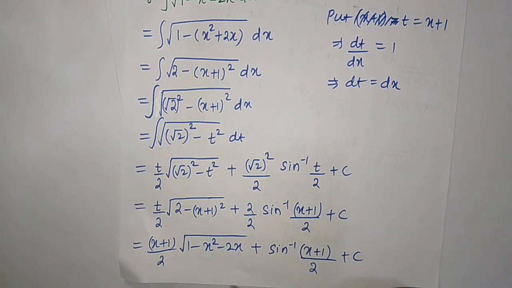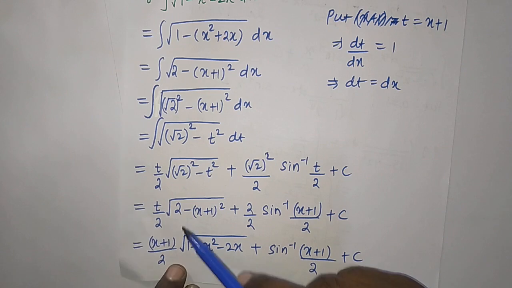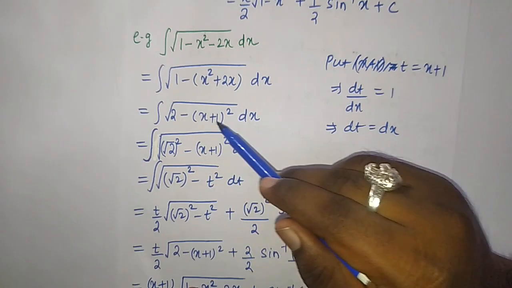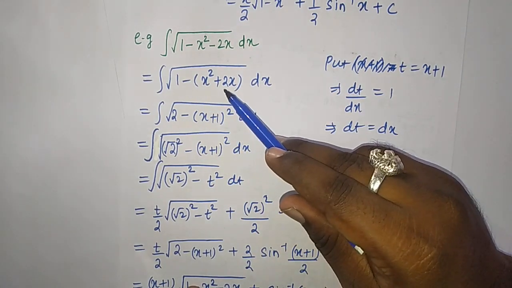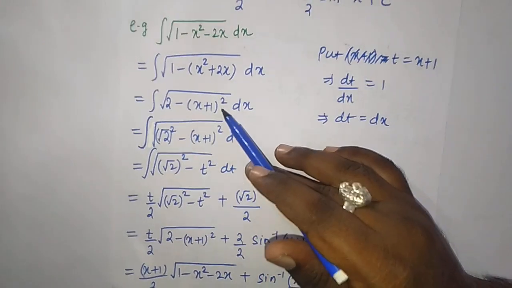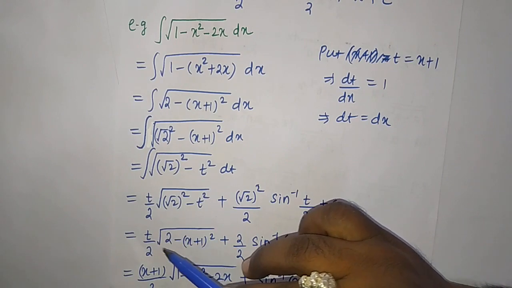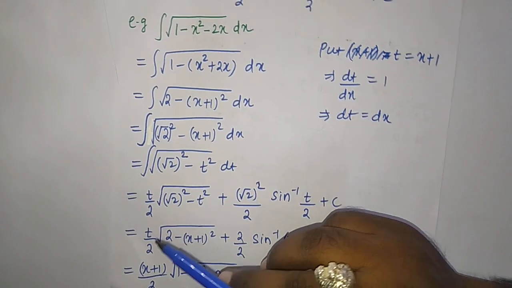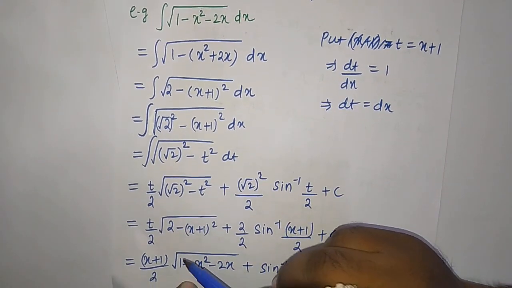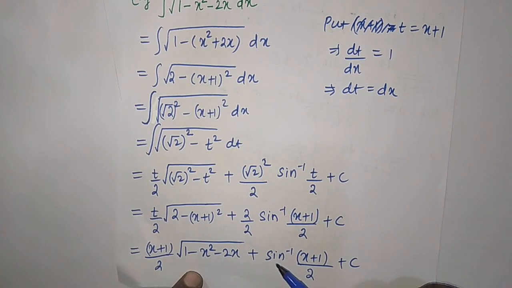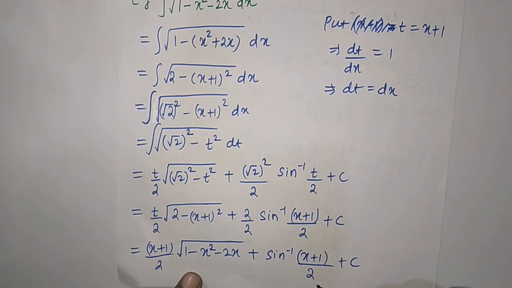After simplifying we get this term. Here I have got 2 minus x plus 1 whole square, which is the same as 1 minus x square plus 2x, and that is the same as 1 minus x square minus 2x. So I can directly write root over of 1 minus x square minus 2x in place of root over of 2 minus x plus 1 whole square. So I have written it like this, and here you have plus sin inverse x plus 1 by 2 plus c. This is the answer.